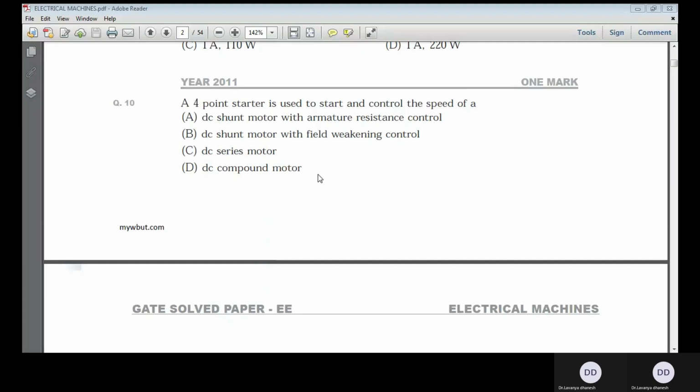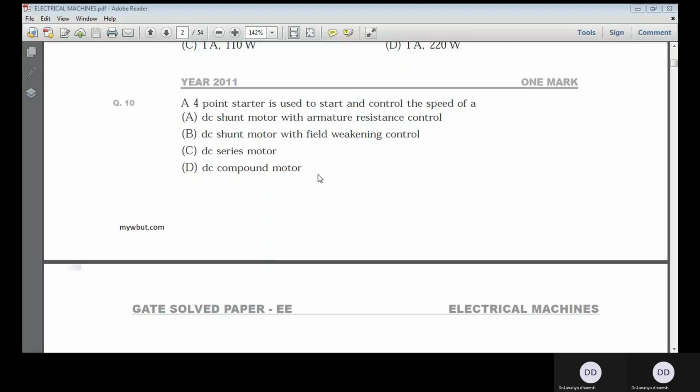When you see the construction of the 4-point starter, we'll be using a variable resistor which is connected in series with the armature resistance. Why? Because we are going to limit the starting current. So if you see these four options, which will be more reliable?